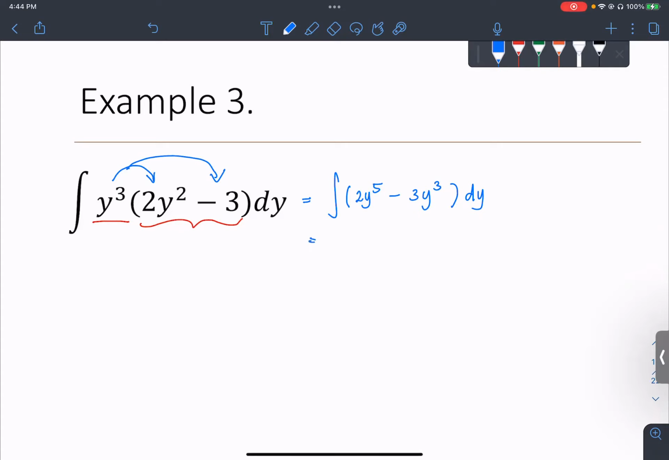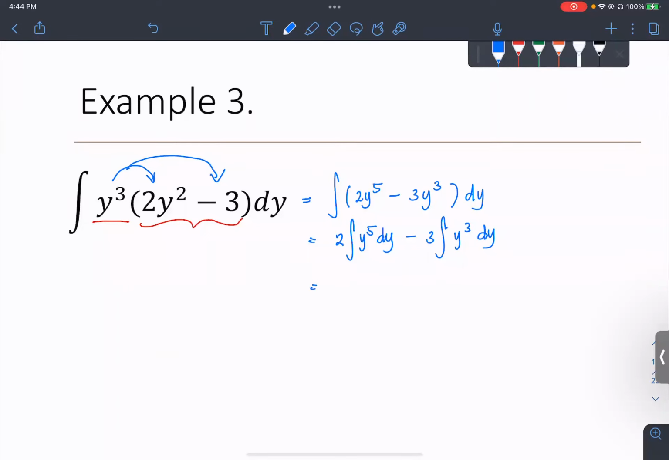And then, so diretso ko na, no? Combination of this sum and difference rule, plus the coefficient rule. So this one will become 2, the integral of y to the fifth dy, and minus 3, the integral of y cubed dy.